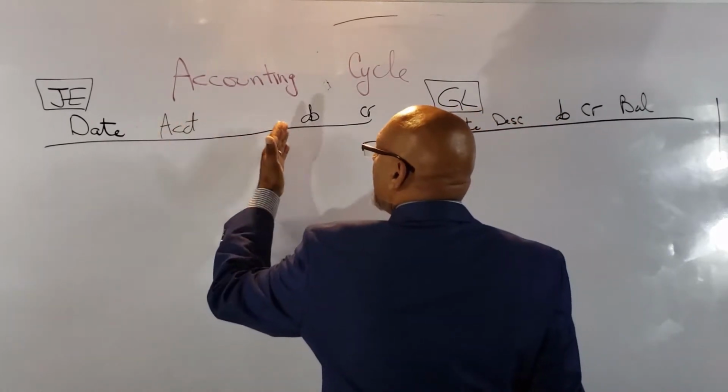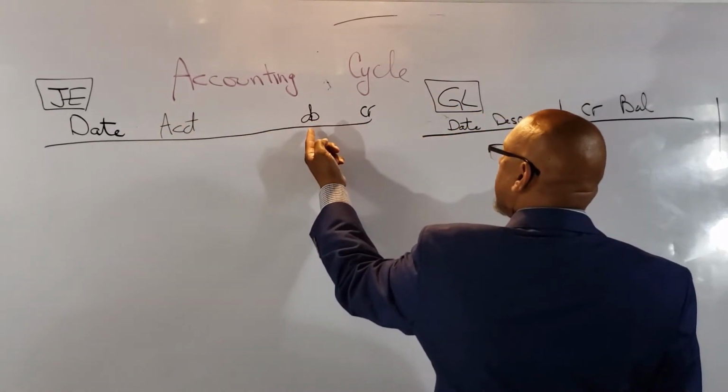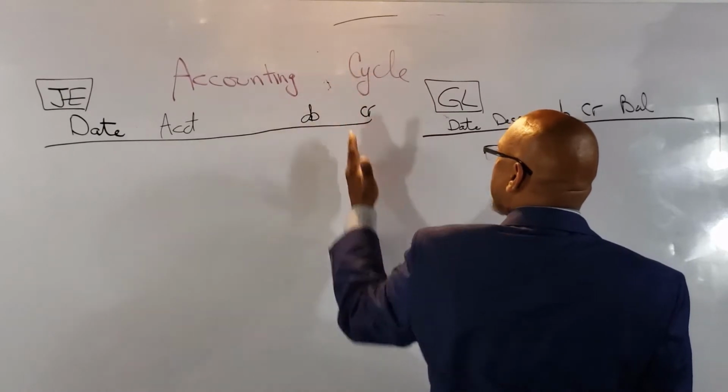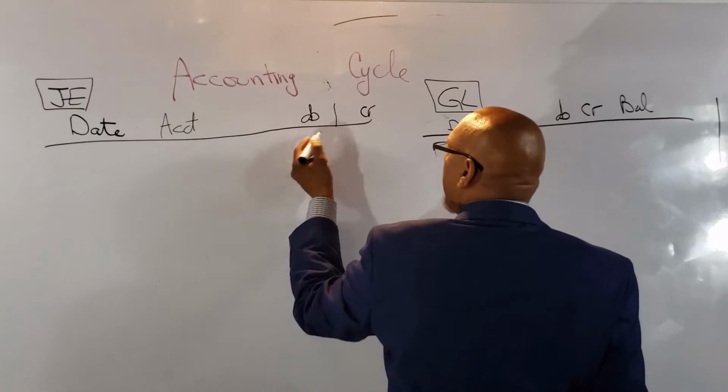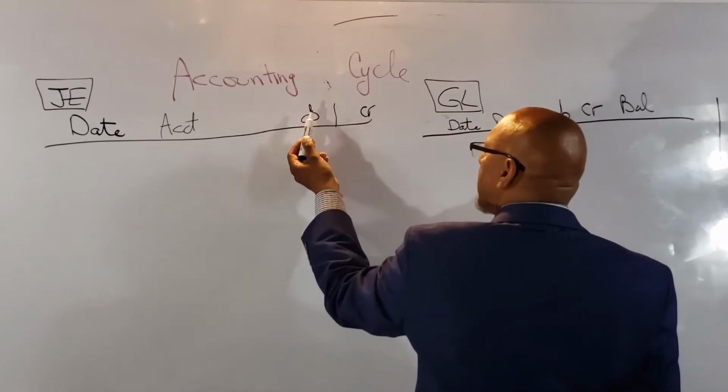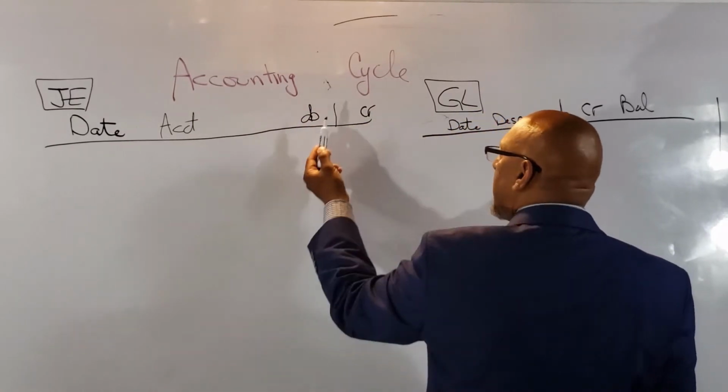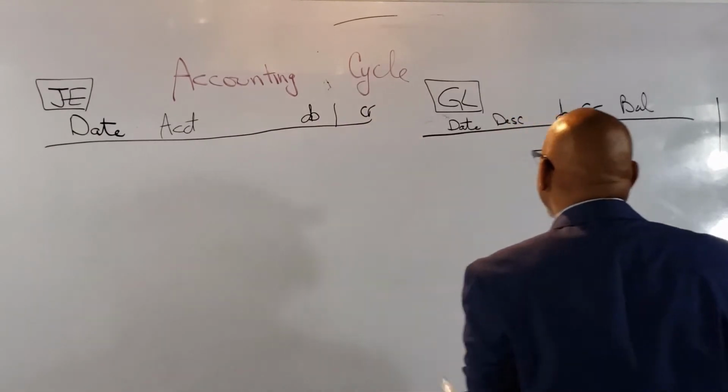So we have an account field, then we have a debit column and a credit column. Remember, just like in a T account, debit on the left, credit on the right. So if it's a debit, we would put it on the left side. If it's a credit, we'll be putting it on the right side.